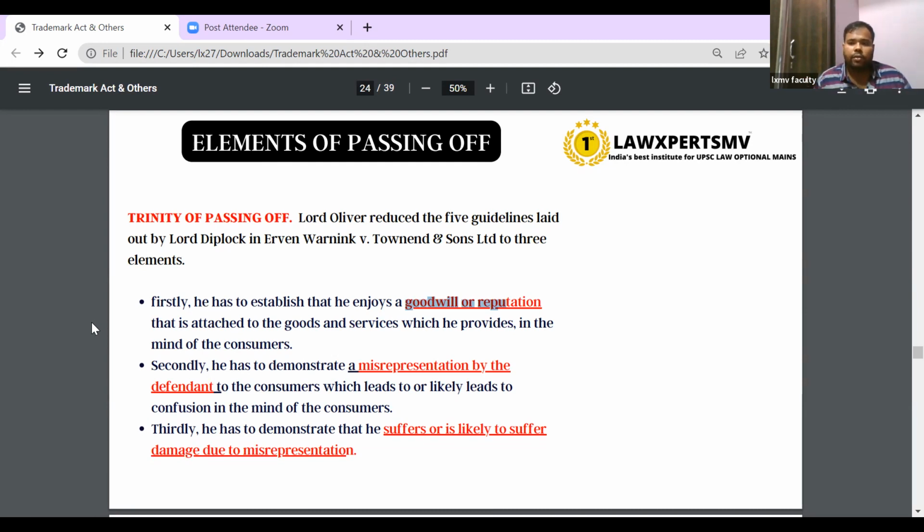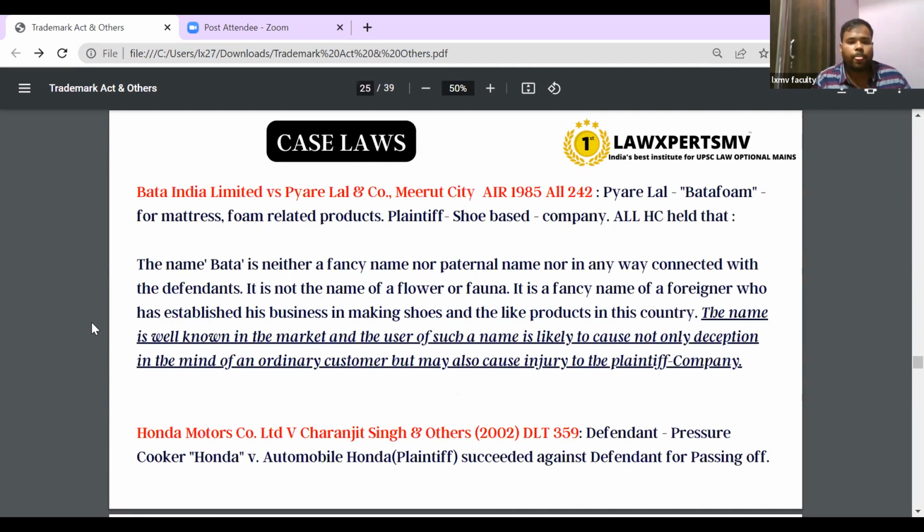So these 3 points you have to highlight before the court, and if you can highlight these points successfully, you will get the award or the compensation for the passing off, which would be the injunction as well as the compensation aspect. We'll see some case law for this matter.